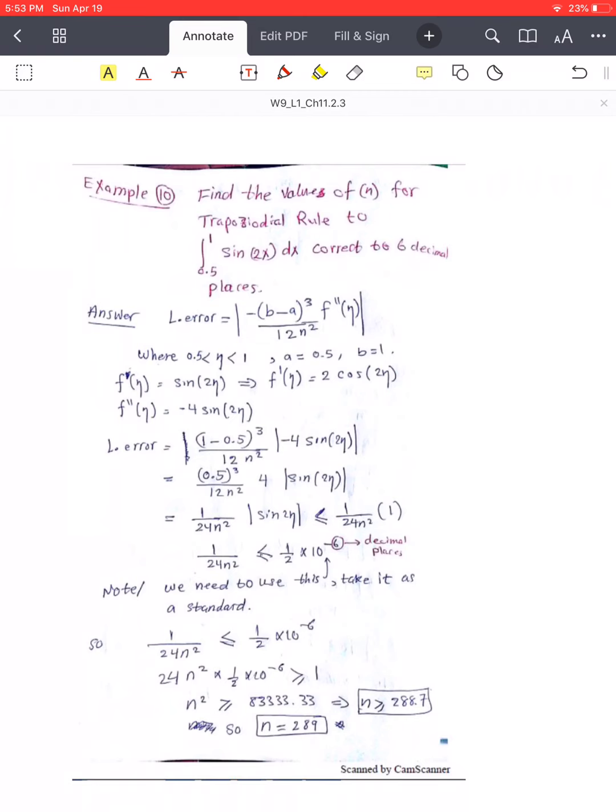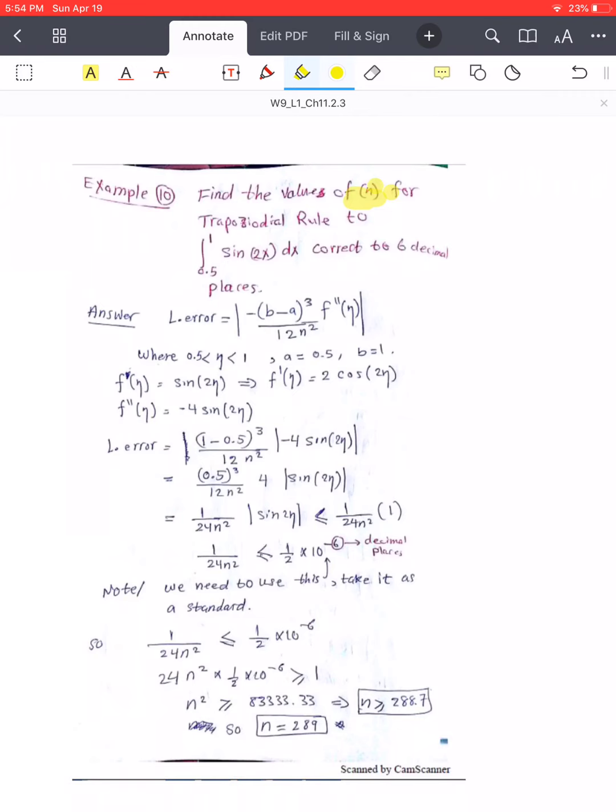So now, for example, we would like to approximate from 0.5 to 1 of sine 2x. How to do it? Can we estimate? Because we'd like to learn how to estimate. Most of the time we don't know the function. We don't know whether it is integrable or not. So how to estimate the error here, the value of h? So here, like we said, find the value of n such that the error is sufficiently small.